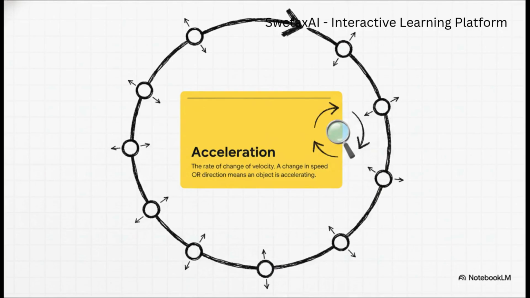In physics, acceleration isn't just speeding up or slowing down. It's any change in velocity. And since your velocity's direction is always changing when you move in a circle, that means you are constantly accelerating. Yep, even with a perfectly constant speed, you're accelerating. Let that sink in for a second.